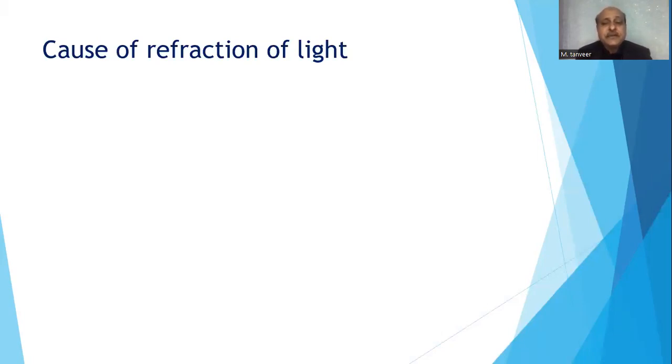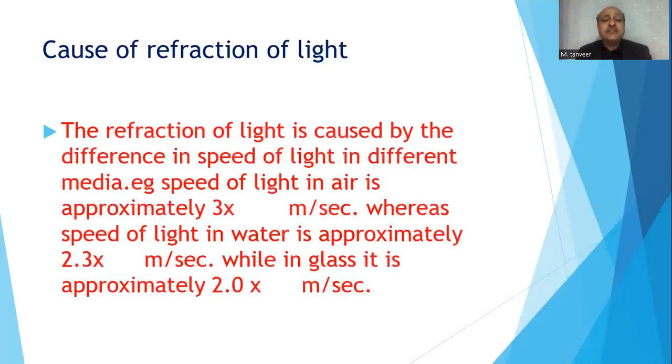The reason is, in these media, air is less dense, while water, glass, diamond, or any other such thing is more dense. When rays of light enter from a less dense medium to a more dense medium, the speed of light changes. Due to this change in speed of light, refraction will occur. This is the main cause of refraction of light. Refraction of light is caused by the difference in speed of light in different media.